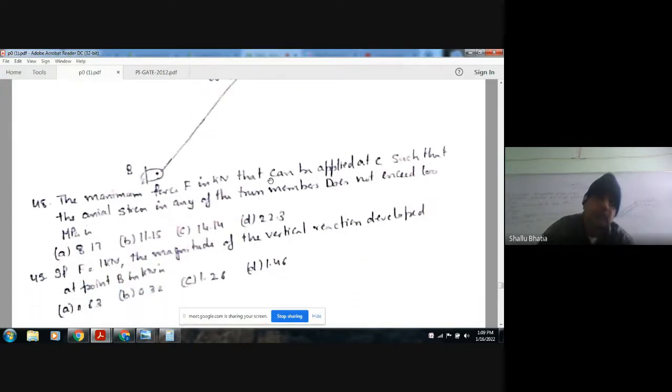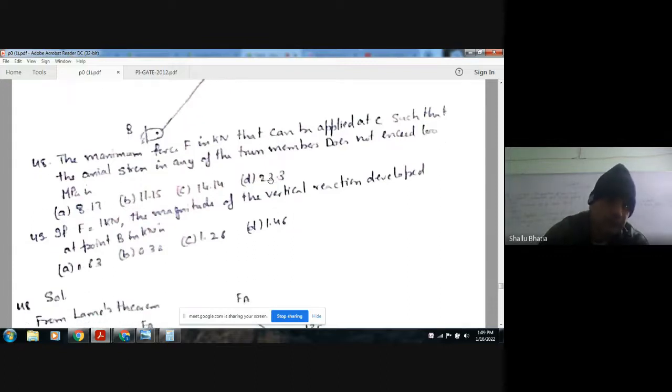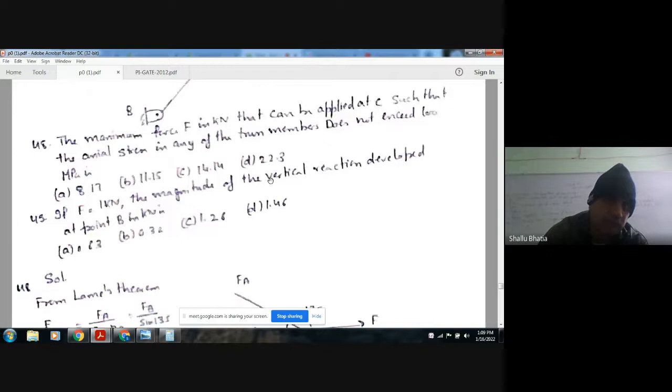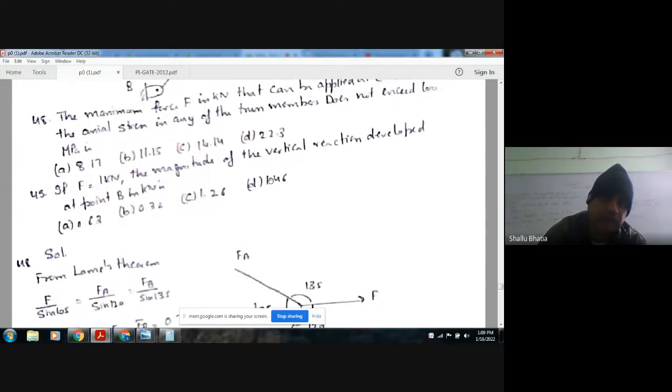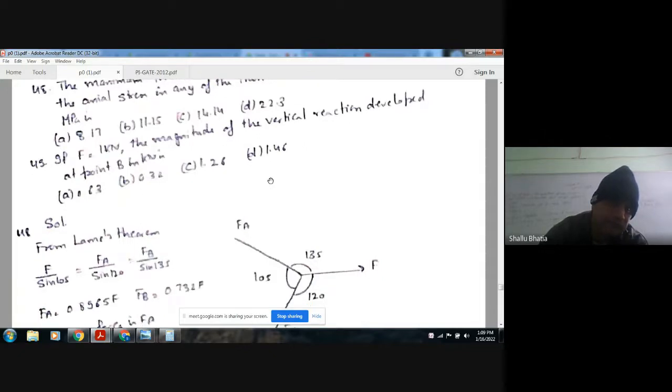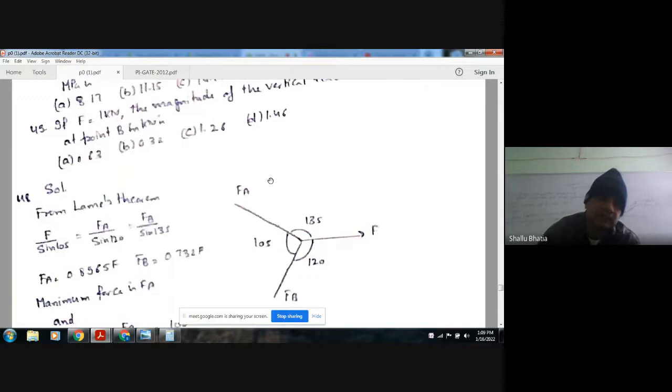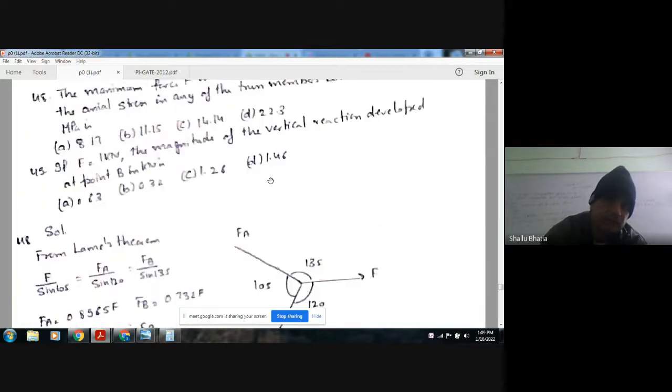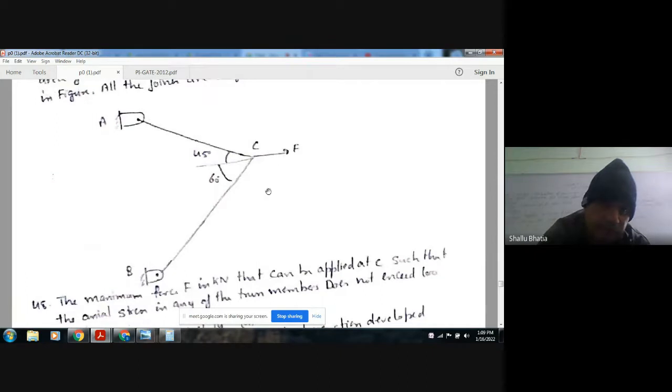The maximum force F in kilonewton that can be applied such that the axial stress in any of the truss members does not exceed 100 MPa. Option A 8.17, B 11.15, C 14.414, D 22.3. Question number 49. If F is 1 kilonewton, the magnitude of vertical reaction at point B in kilonewton is 0.63, 0.32, 1.26, 1.46.